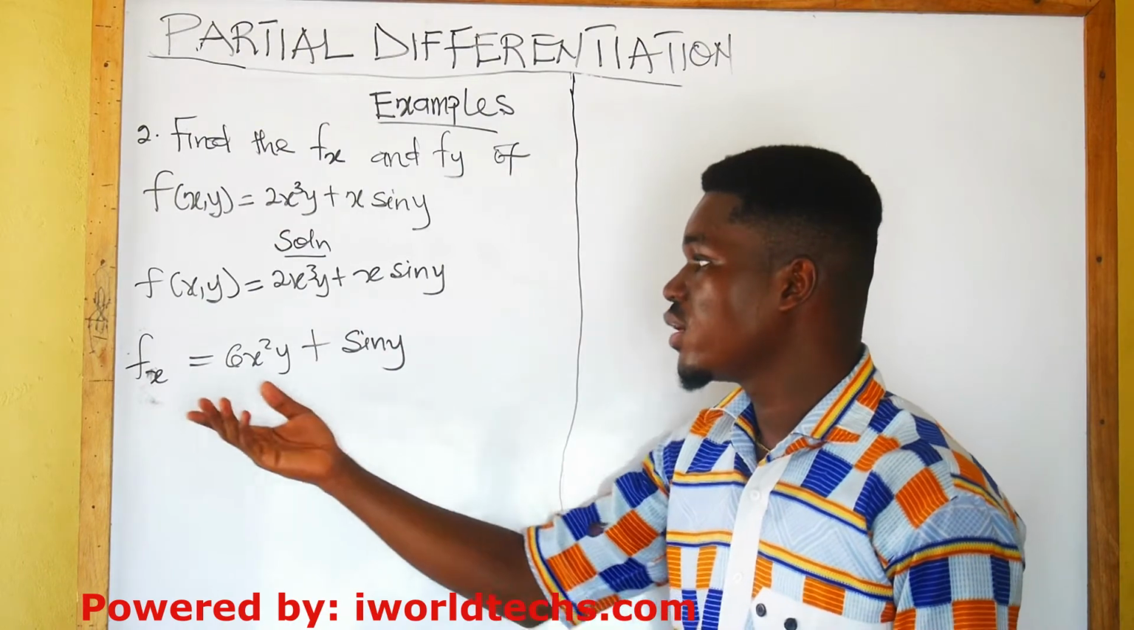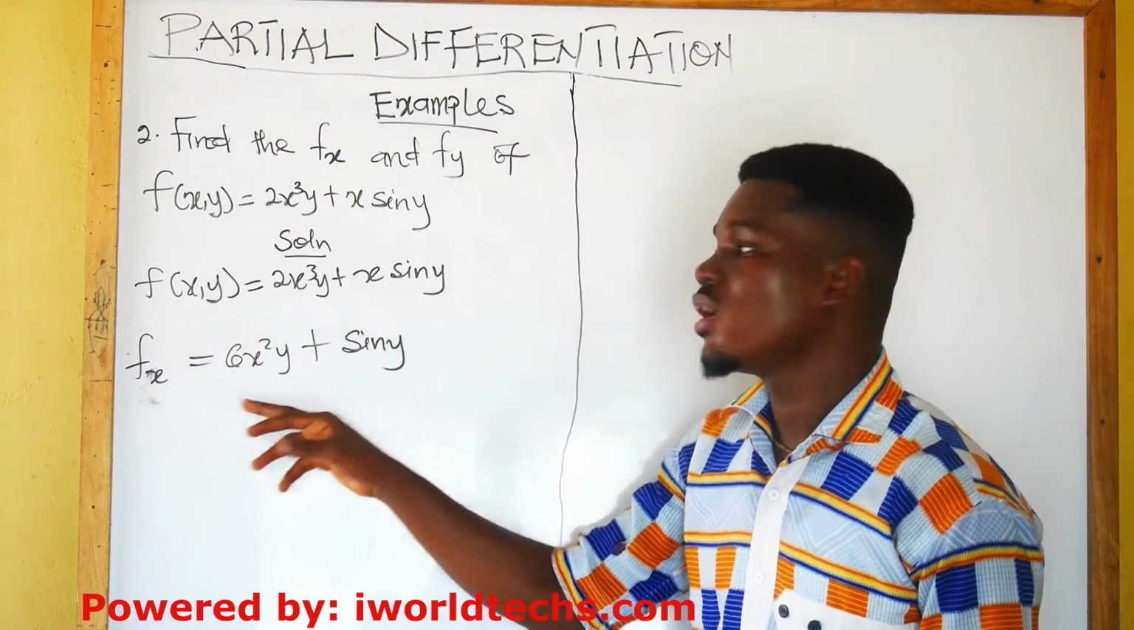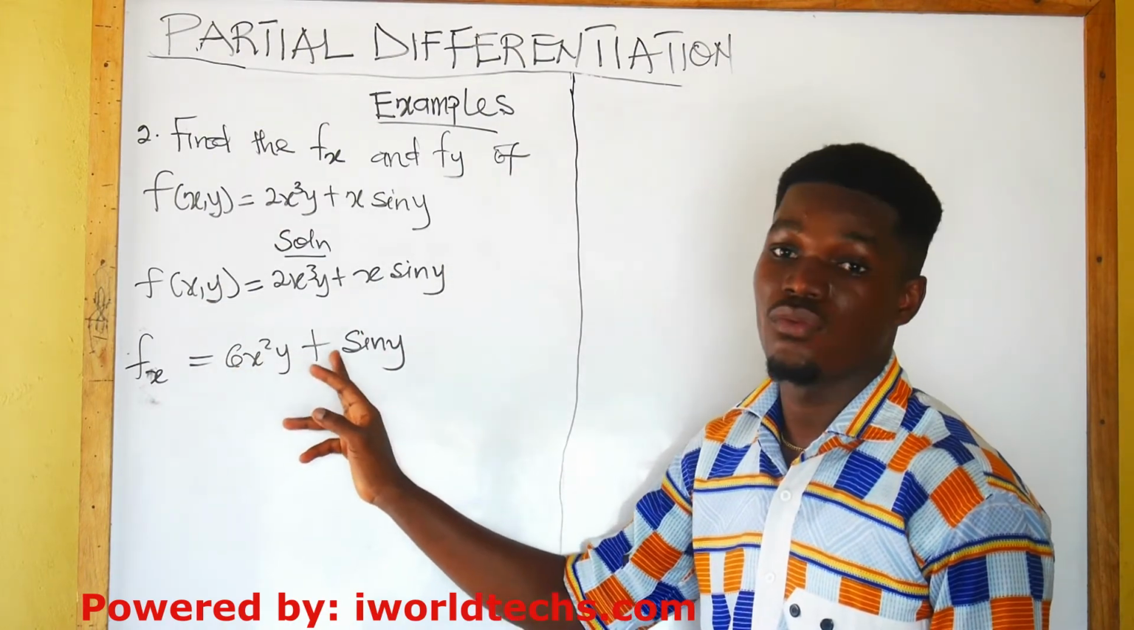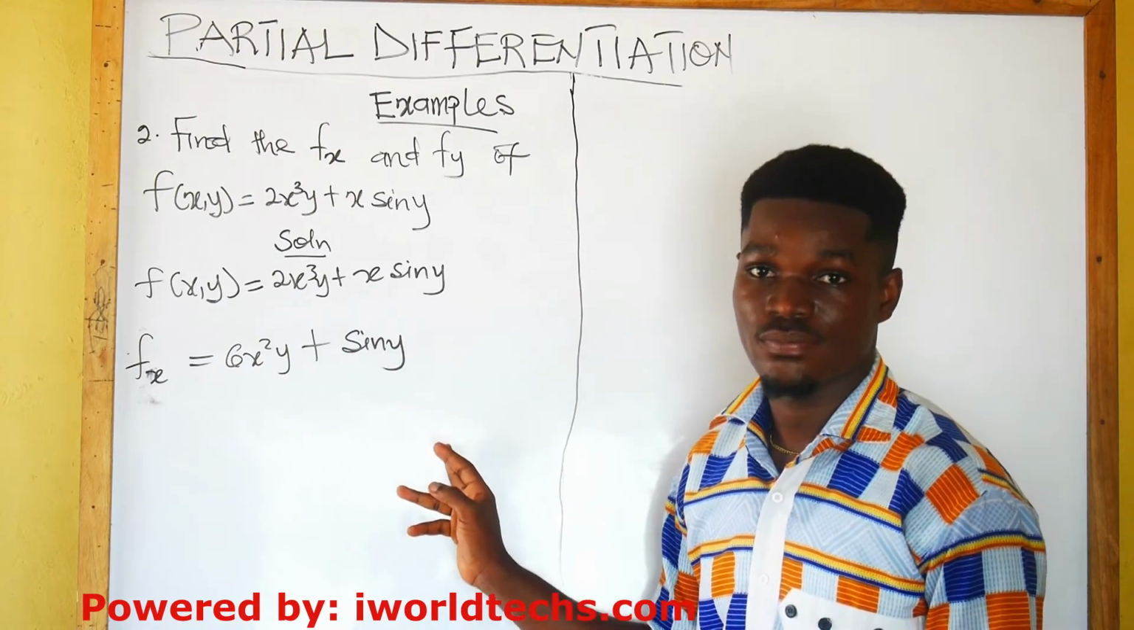Therefore, the partial derivative of this function with respect to x is 6x squared y plus sine of y.